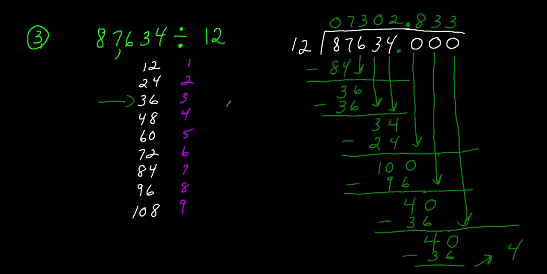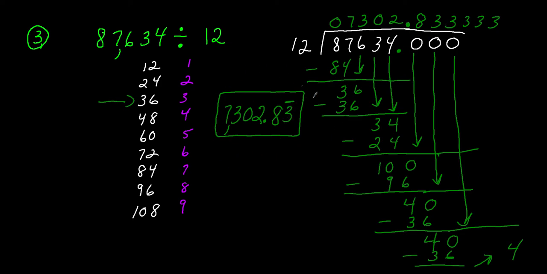This is my answer. It's 7302.8333333. If you continue the process, the 3 will continue to repeat. So watch how I'm going to write my final answer. I'm going to put a bar over this 3. That indicates that the 3 repeats on forever. It just keeps going if you do that process. So I just put the bar over the 3, not the 8. Only the 3 is repeating. The 8 isn't.